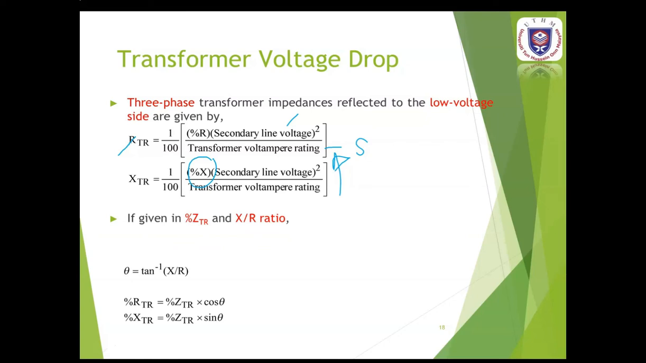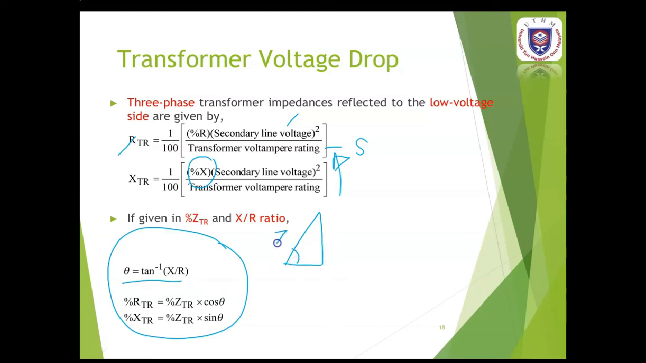Then if the question gives the percentage of the impedance of the transformer and also the X per R ratio, you have to use these equations to identify the resistance and the reactance of the transformer. We get this equation by analysis from this triangle.